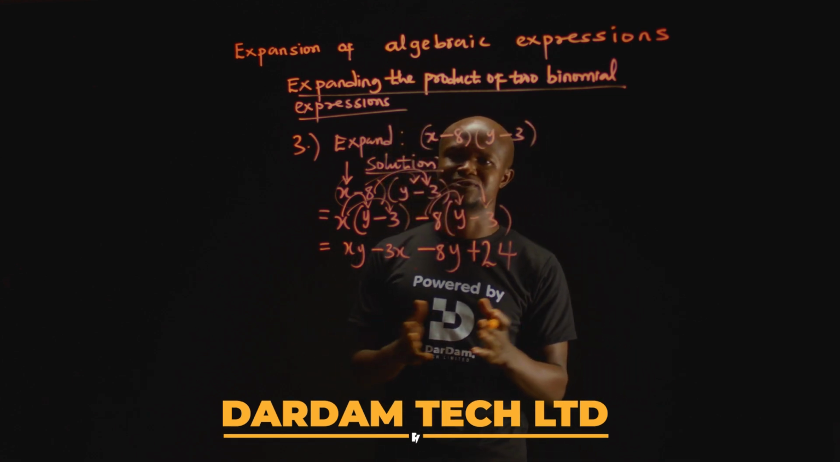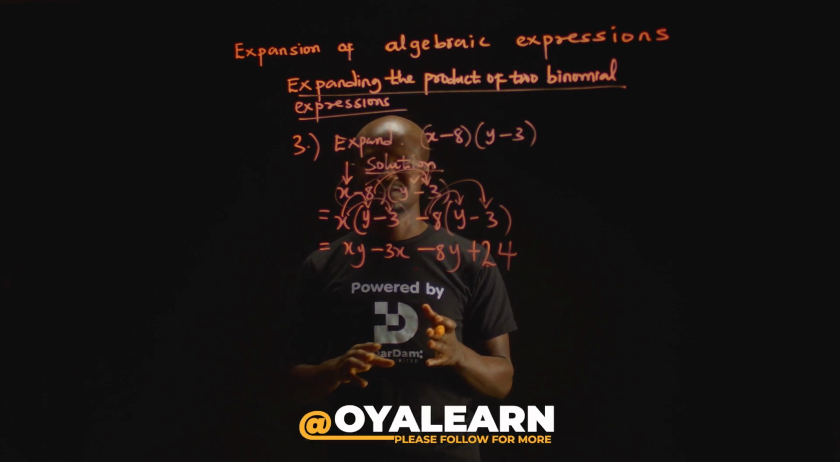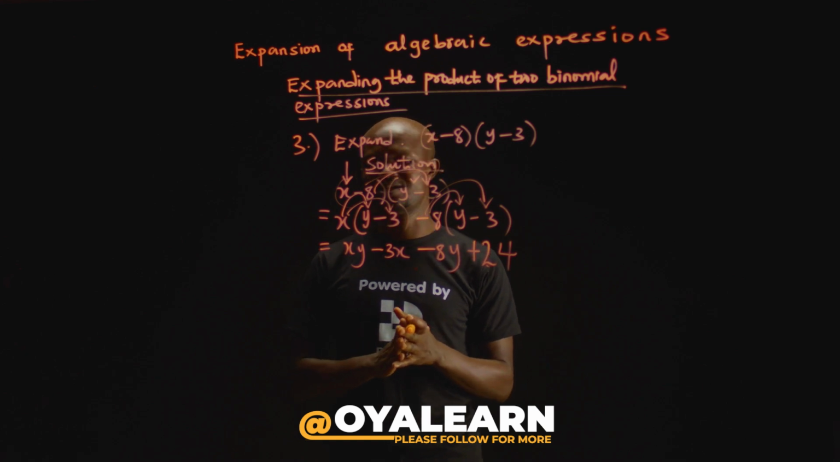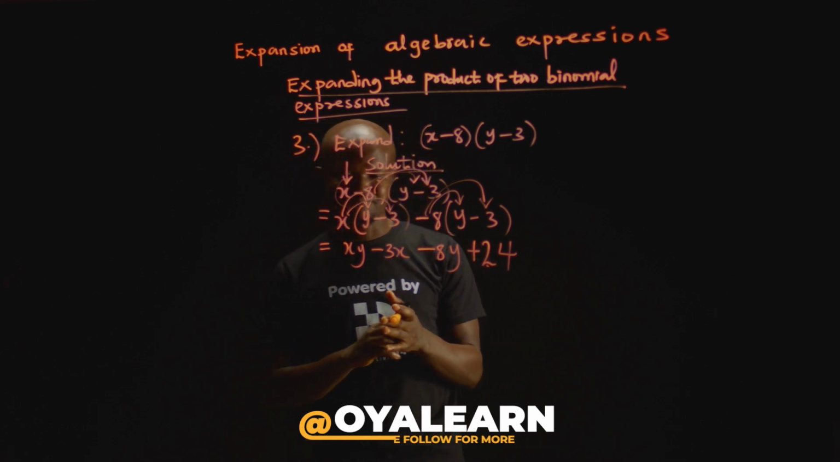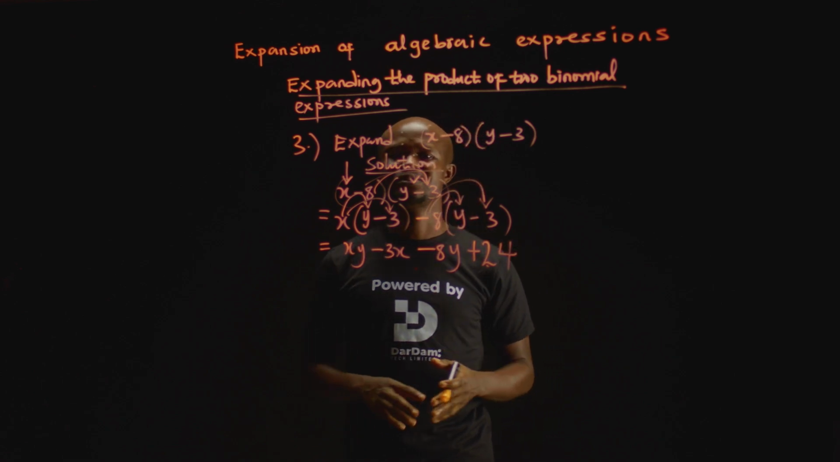Now, we have 4 terms. And these 4 terms are unlike terms. Hence, the solution to the problem is xy minus 3x minus 8y plus 24. That is the answer.